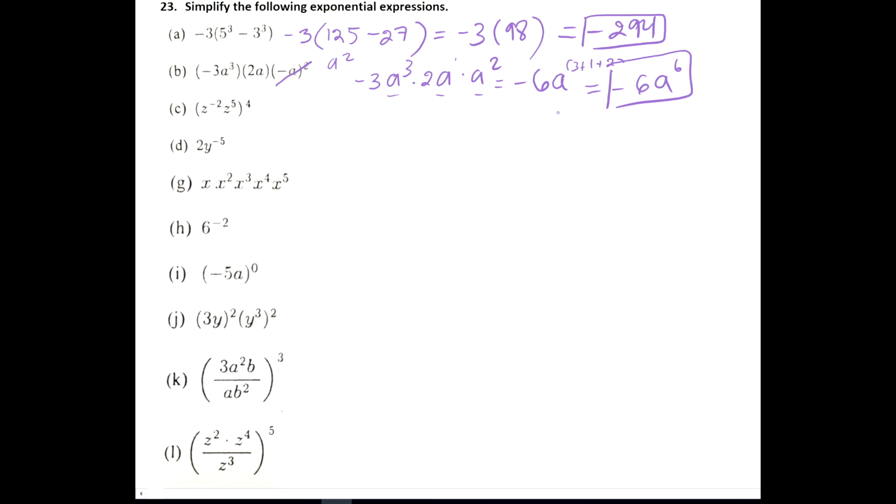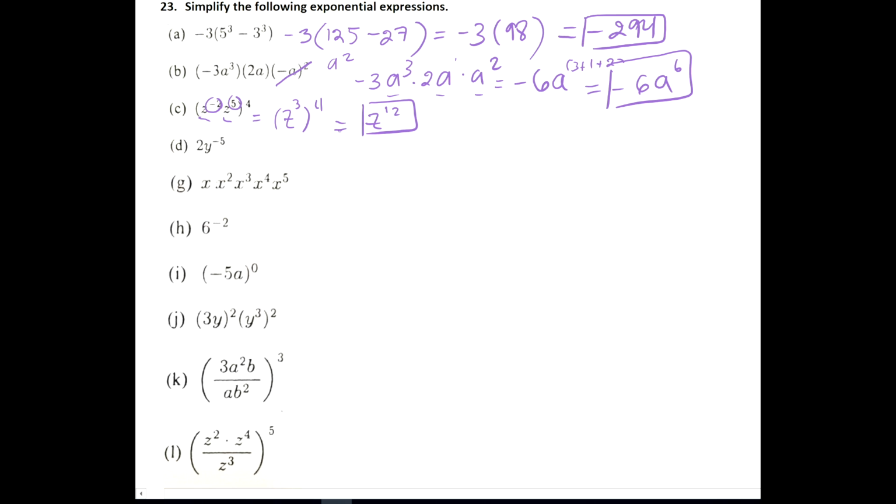Part C. I'm going to apply the property of exponents again. I see that I have the same base, z, so I'm just going to add these two exponents. Negative 2 plus 5 is 3, and then I'm going to raise that to the power 4. Then we use another property of exponents that says we can multiply the exponents. So I get z to the 3 times 4, which is 12.